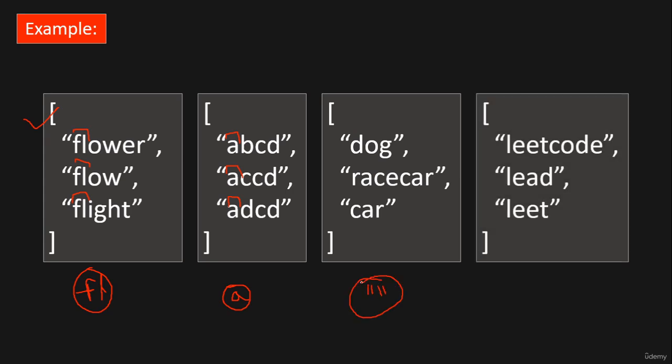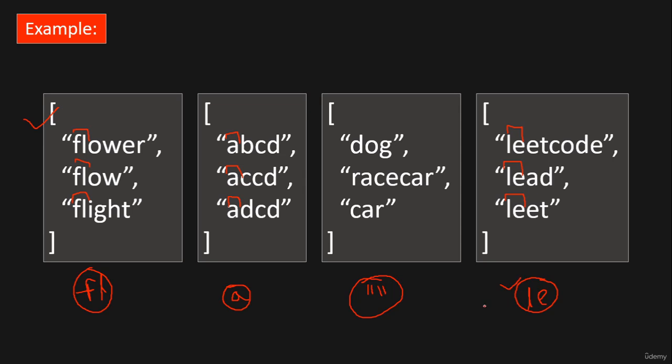If you are given this array of strings, amongst the strings the longest common prefix is LE. So here we have LE, here we have LE, and also here LE. So for this given array of strings, we have to return LE. Here LE is the longest common prefix for this given array.